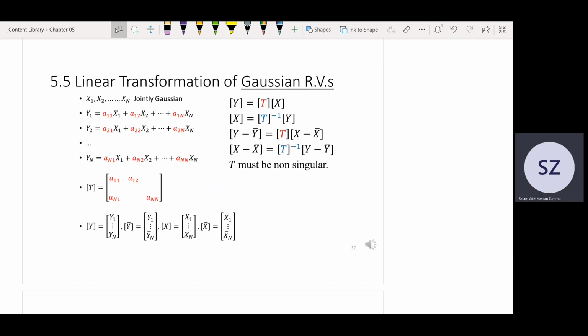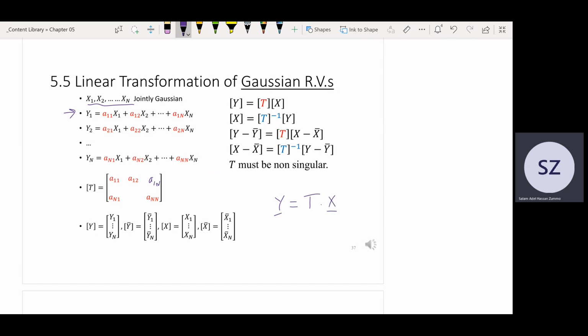So what do we have here? We have jointly Gaussian random variables, and we have n of them. However, our examples will be only focused on 2 by 2. So y1 will be equal to a certain linear transformation of all of them, y2 will be a linear transformation of all of them, and so on. So basically, we have a transformation matrix A11, A12, and so on up to A1n, and y as a vector will be T multiplied by x as a vector.